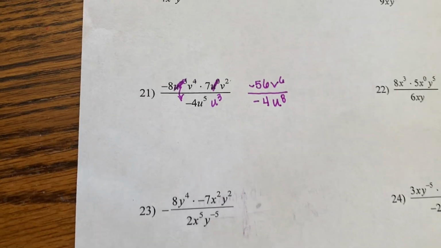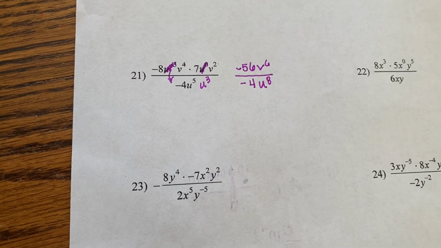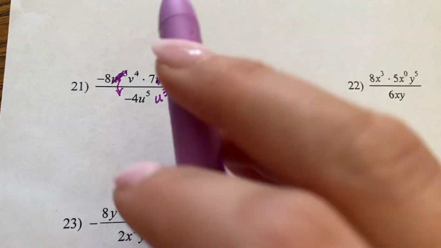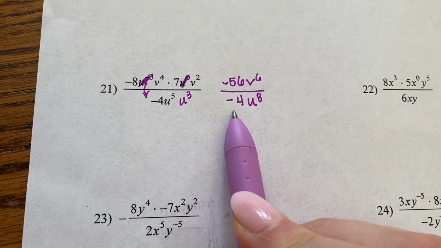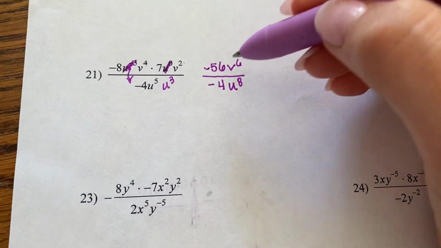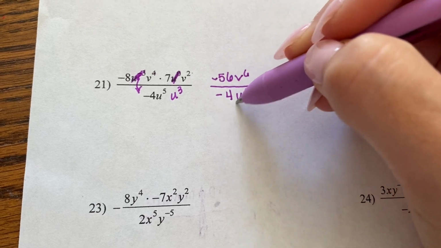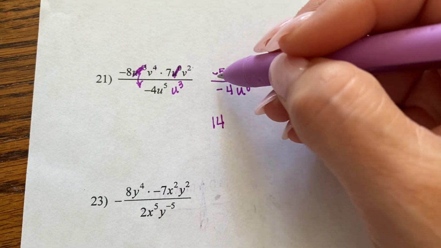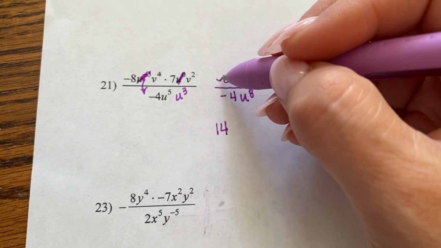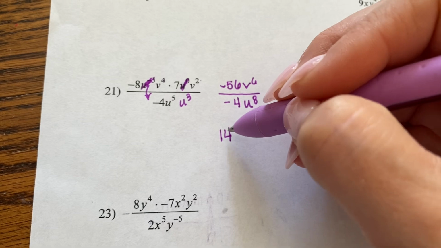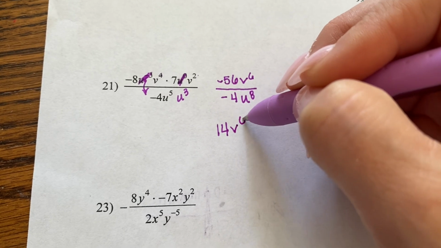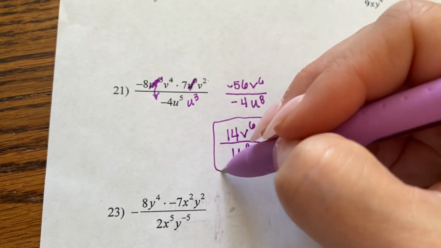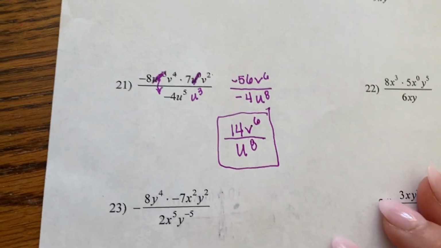Now, would that be my final answer? Is this simplified? No, it's not, because I can simplify these numbers to get a 14. And it's going to be positive because remember our integer rules say 2 negatives divided give you a positive. So it's going to be v to the 6 over u to the 8, and that would be your simplified version.